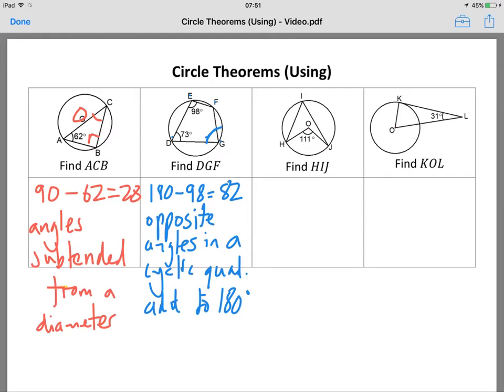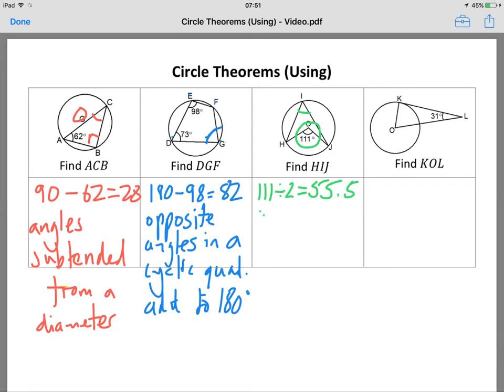Now this one here, find HIJ, so that's that angle there, and that is half of this angle here, because we've got the angle at the centre again, so we just need to do 111 divided by 2. Part of the reason for doing this one is that you can have half angles, there's nothing wrong with that: 55.5 degrees.